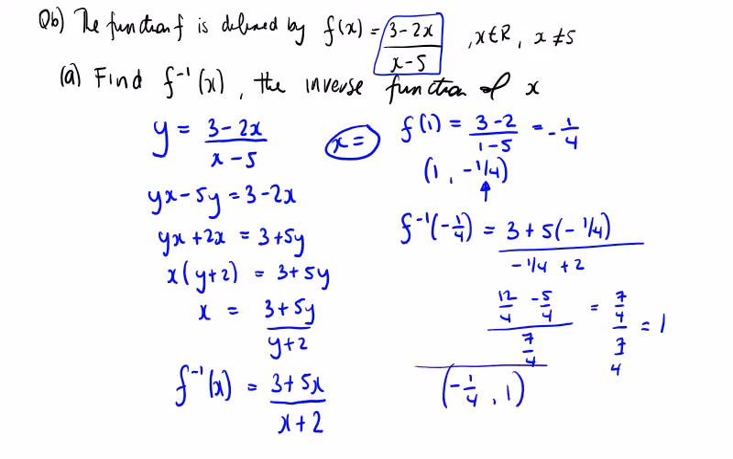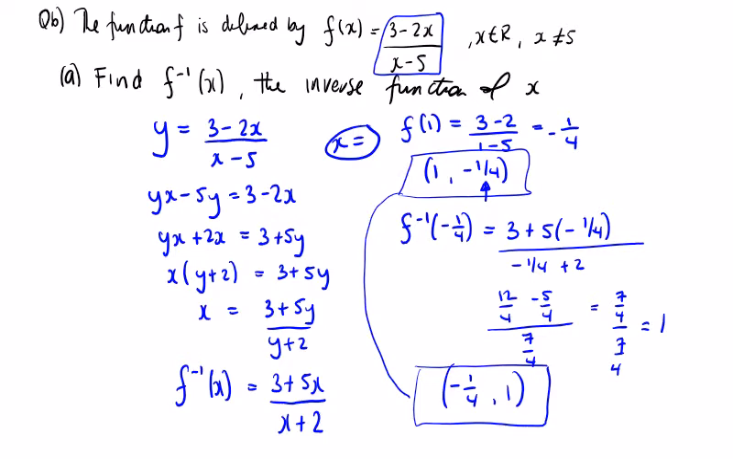Now, can we see a relationship between these? This is the knowledge required in inverse functions. For the inverse function, the points in the original function just swap places. So you can see the x, the 1, has become my y, and my y has become my x. And this will help us in the next part, or the final part of this question.